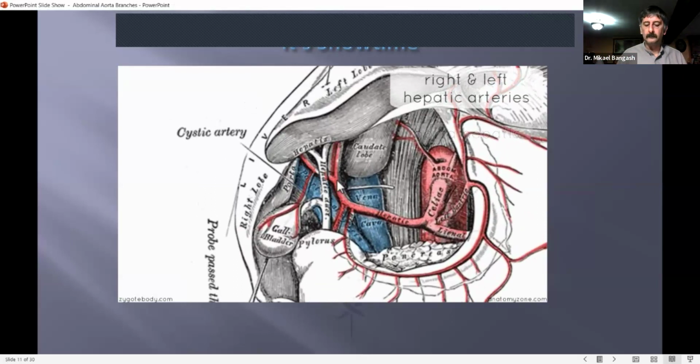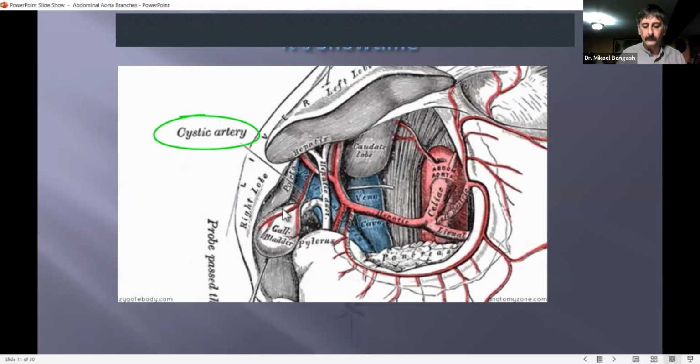You can also see this little vessel given off, and this comes off the right hepatic artery, and it's called the cystic artery, and it supplies the gallbladder. You can see the gallbladder, it's a little sac here. So finally we've got to take a look at this other branch of the common hepatic artery, the gastroduodenal artery.